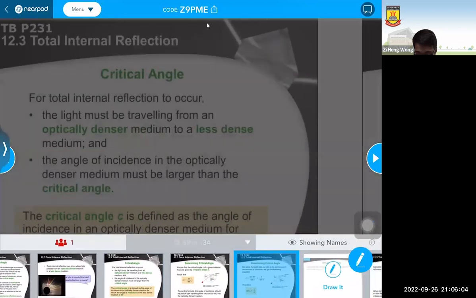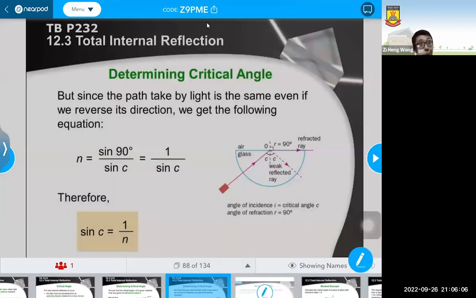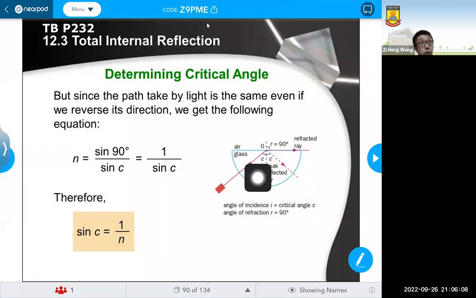Okay, here. So the critical angle is the angle of incidence in the denser medium such that the angle of refraction in the less dense medium is 90. So we are traveling from denser to less dense, it will be n equals sine r over sine i. Now my i is c, my r is 90. So n equals sine 90 over sine c. Sine 90, you key the calculator, you realize is 1. So n is just equals to 1 over sine c, or you can say that sine c equals 1 over n.